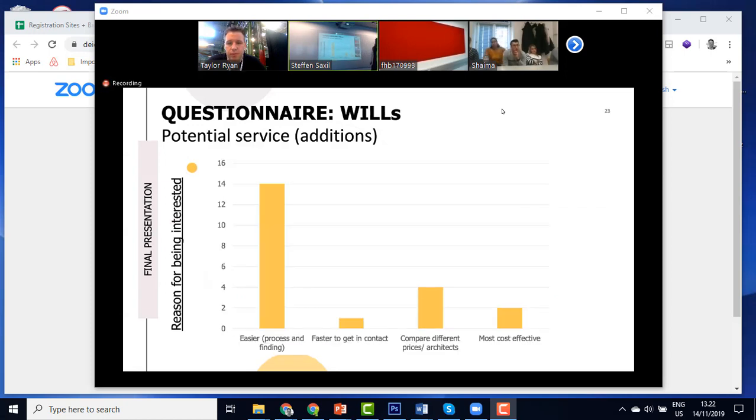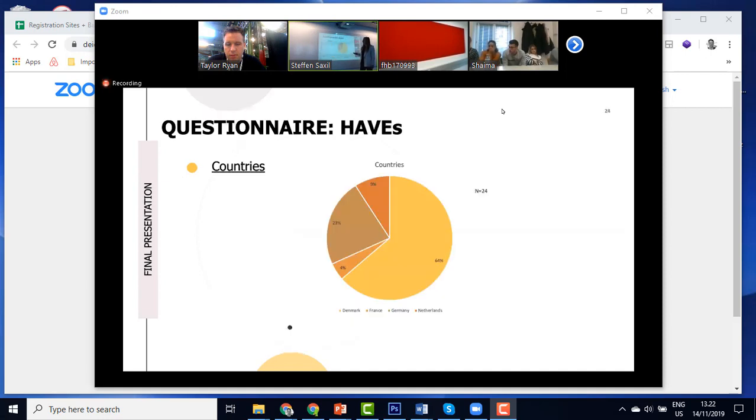And the last is the reasons for being interested in ArchitectQuote. Most of all, it's easier for the process of finding an architect. Also, comparing different prices of the architects, and it's faster, and people expect that it's cost effective. But most of all, it's an easier process of finding one.